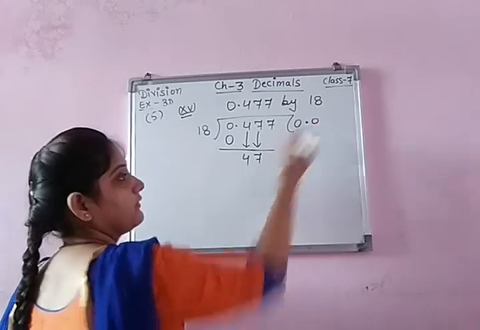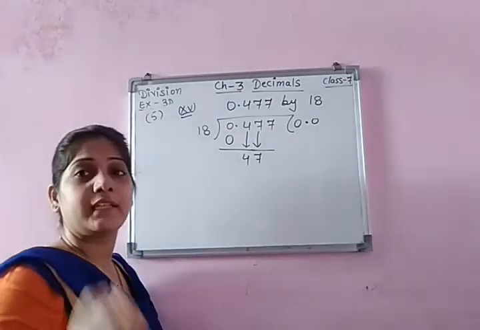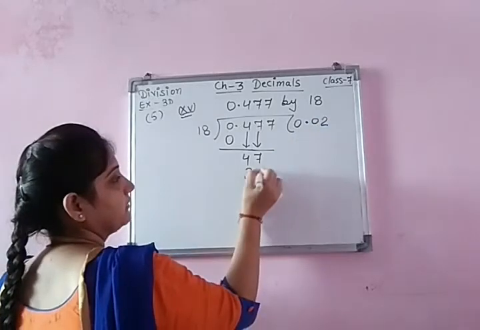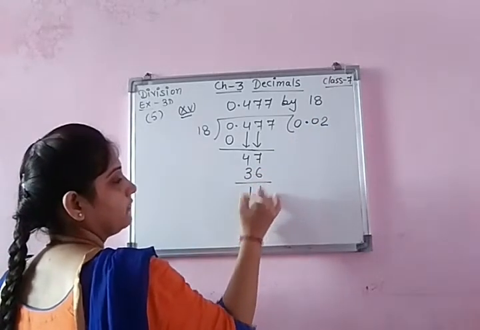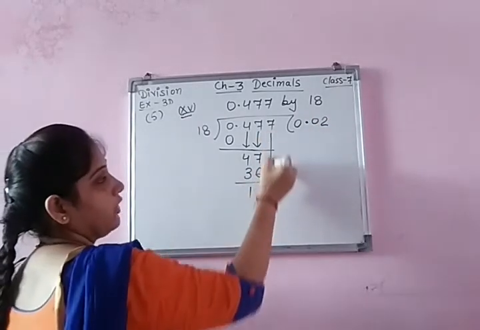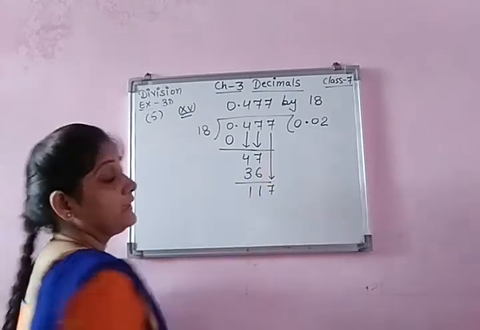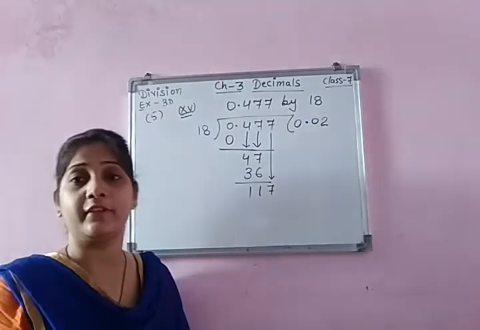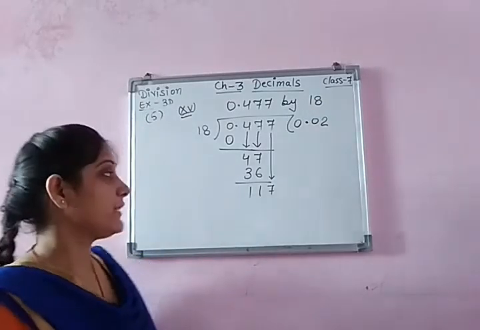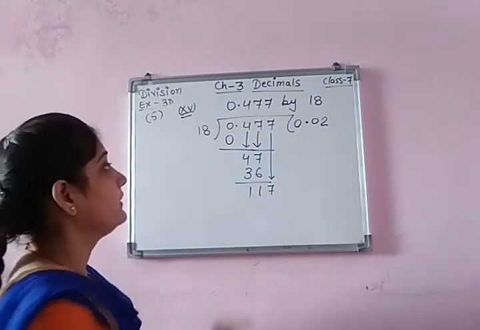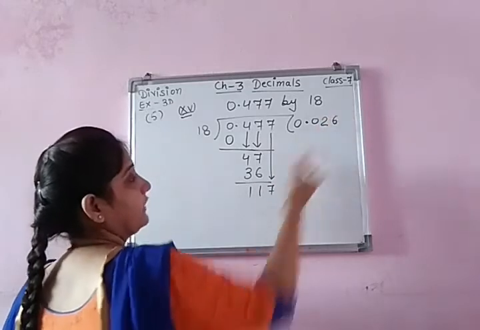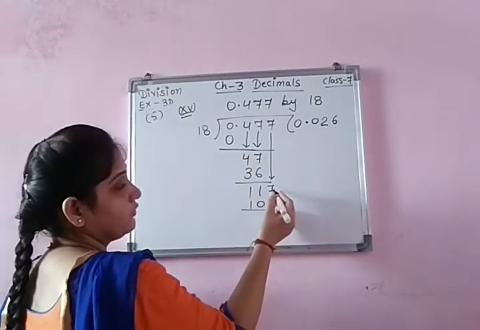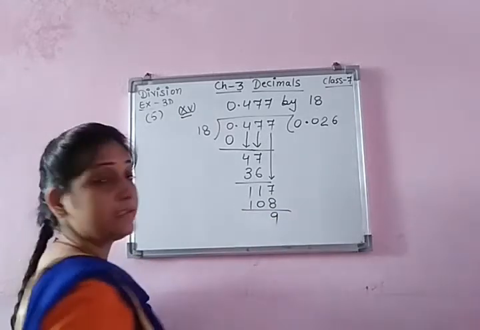So what happened? Give 0. Now 18 2s are 36. 18 3s are 54. 18 two times 36. 1, 1. 11. Now copy down this 7. Is it possible to get 117 in the table of 18? No. So 18 5s are 90. 18 6s are 108. We have to write. Okay. So 17 minus 8 gives us 9.